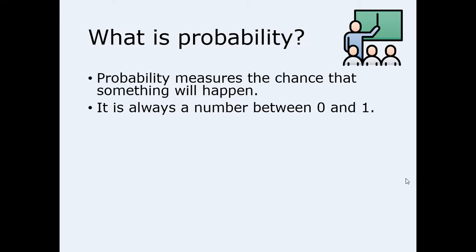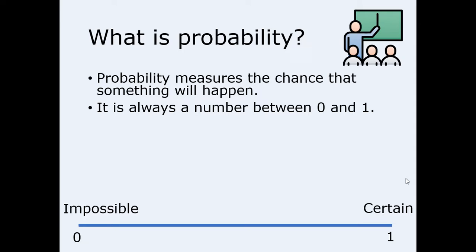Now, probability is always given as a number between 0 and 1. So, 0 would be something that's impossible, and 1 would be something that is certain. And all probabilities will lie somewhere on that scale. So it's impossible, or it's definitely going to happen, or it's somewhere in between. And that's what probability measures. Where between 0 and 1 does that thing lie?